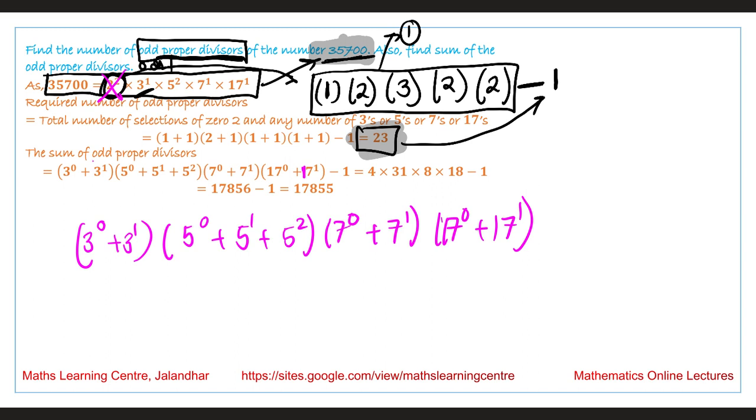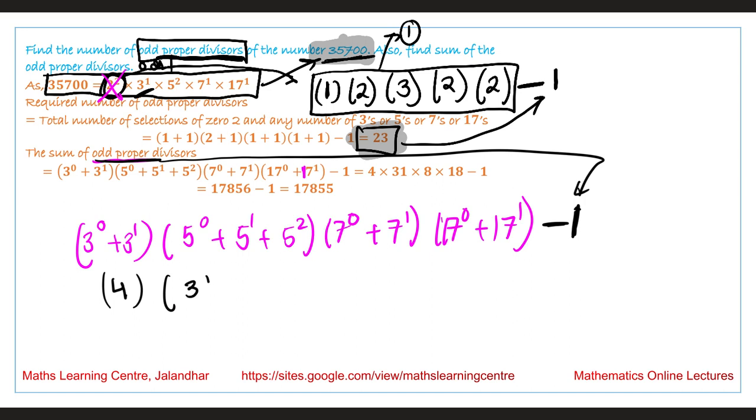And we are talking about odd proper divisors, so it means that 1 is not to be included. So we have to subtract 1 from this answer. The value 1 is to be subtracted because we are considering only the odd proper divisors. On solving this, we will have 4 into 31 into 8 into 18 minus 1, and on solving this you will obtain the answer. It is 17855. So this is the sum of all the odd proper divisors.